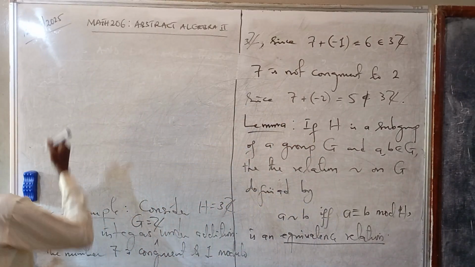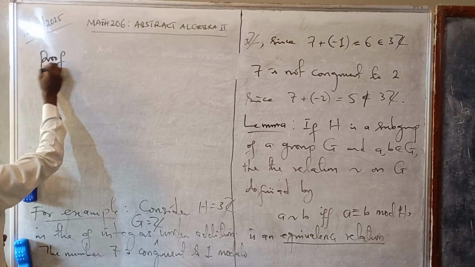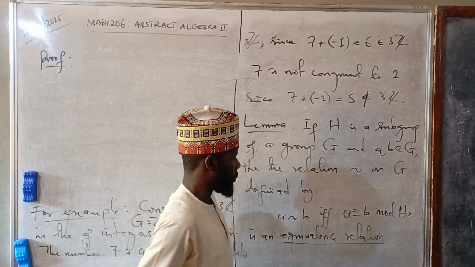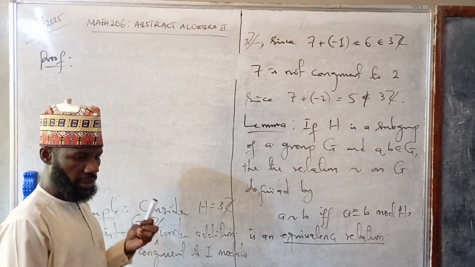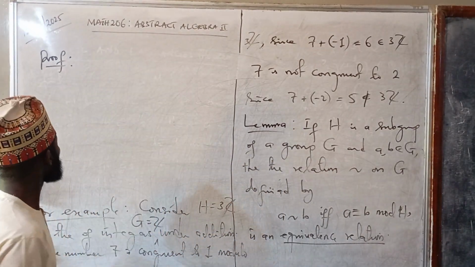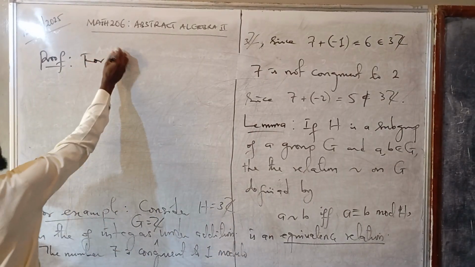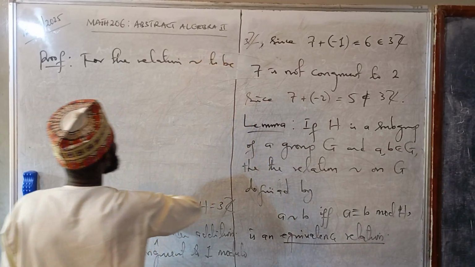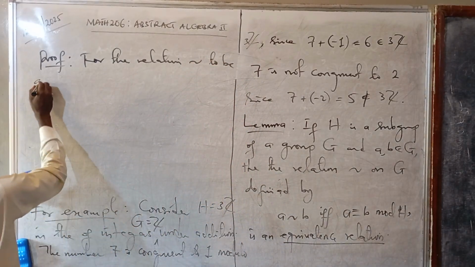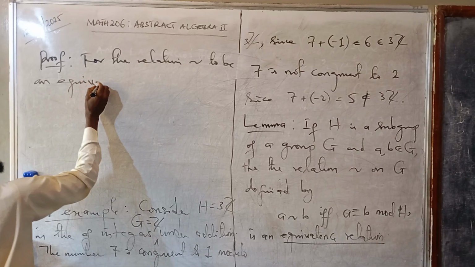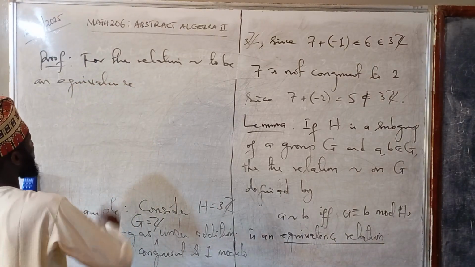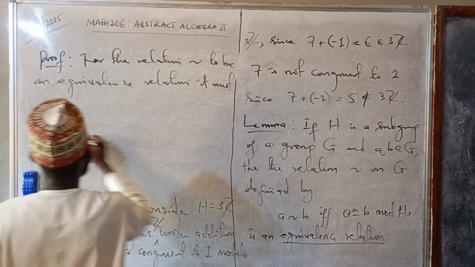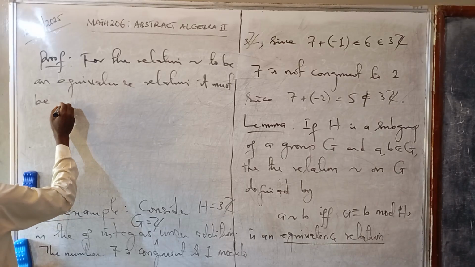We can prove this result, this lemma. To show that the given relation is an equivalence relation, we have to show that it is reflexive, symmetric, and transitive. So for the relation tilde, as given in the statement of the lemma, to be an equivalence relation, it must be, number one, reflexive.